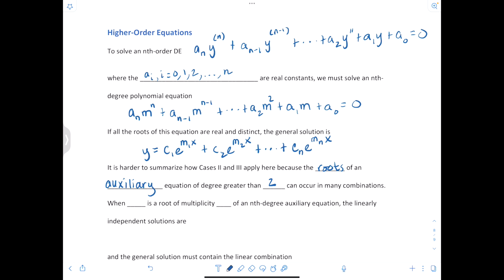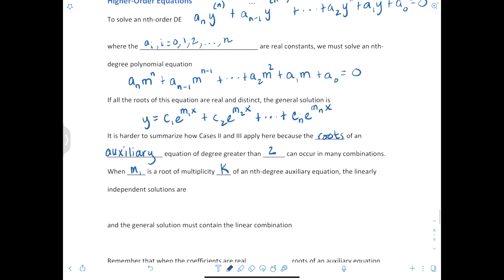So if you think about it, when m1 is a root of multiplicity k of an nth degree auxiliary equation, the linearly independent solutions are going to be e to the m1 x, comma, x e to the m1 x, comma, x squared e to the m1 x, continuing until you get to x to the k minus 1 e to the m1 x.